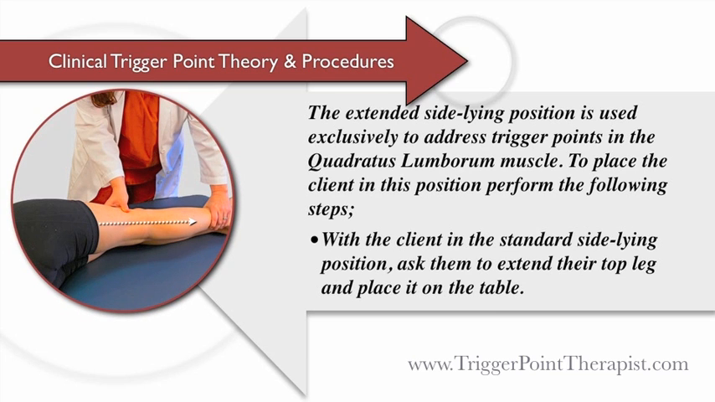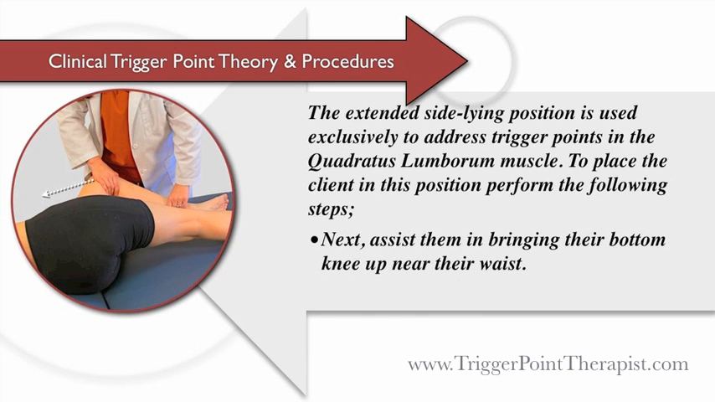The extended side-lying position is used exclusively to address trigger points in the quadratus lumborum muscle. To place the client in this position, perform the following steps. With the client in the standard side-lying position, ask them to extend their top leg and place it on the table.